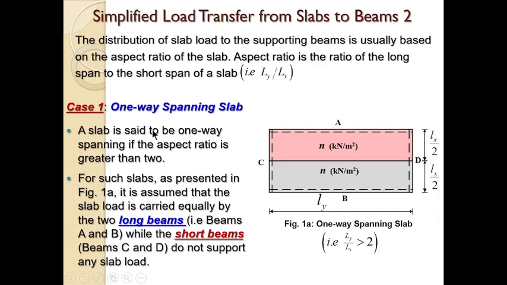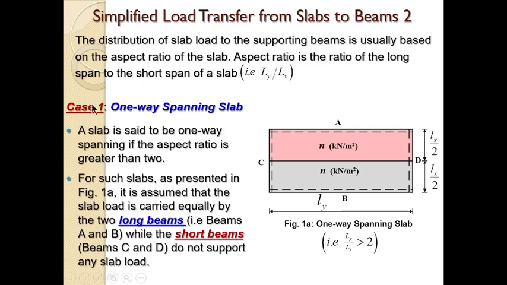Now the distribution of slab load to the supporting beams is usually based on the aspect ratio of the slab, and we are going into that properly now. Aspect ratio is the ratio of the long span to the short span of a slab. For instance, if you have this slab, this is Ly, which is the long span, and this other side is Lx, which is the short span. The ratio of Ly to Lx is what is called the aspect ratio.